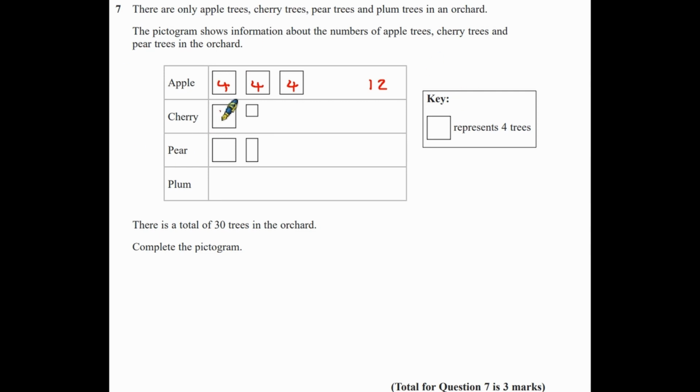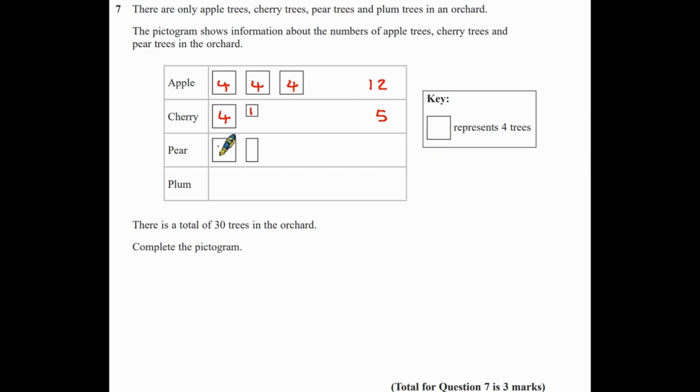Now the cherry tree we have 4 again, but this small square we can see it's only halfway down the large square and also halfway across. In fact it's a quarter of the large square. So a quarter of 4 is just 1. So we have 4 plus 1, we have a total of 5 cherry trees.